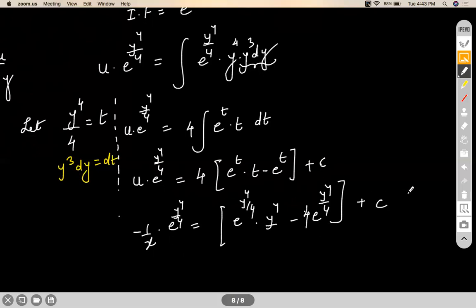So that 4 won't be there, no, sir. Where, sir? Because y cube dy is dt. No, but y to the power 4 by 4 is t, yes, so there will be a 4 in dt. Oh, sorry. Yes.